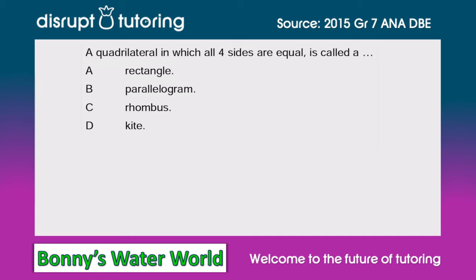is looking for. So starting with a rectangle, what do we know about a rectangle? Okay, we know a rectangle has two pairs of sides that are equal in length, but it doesn't necessarily mean that all four sides are equal. So it cannot be the rectangle.